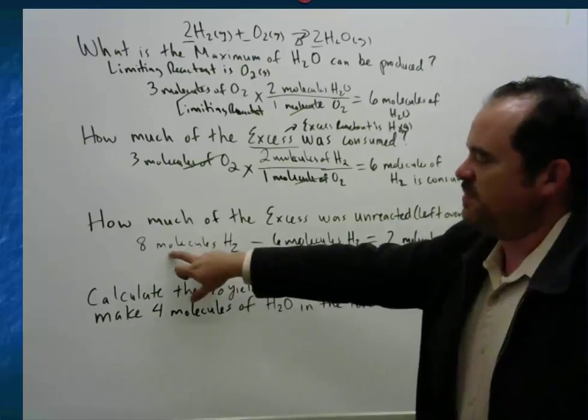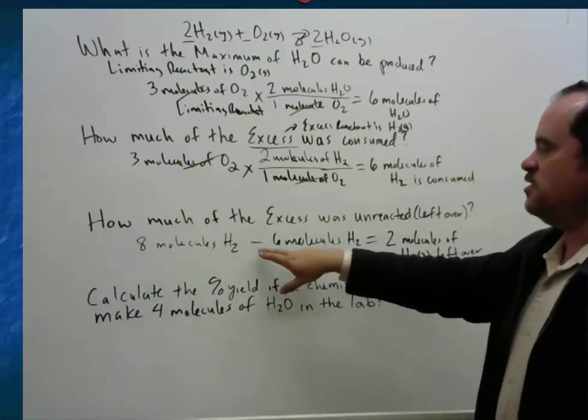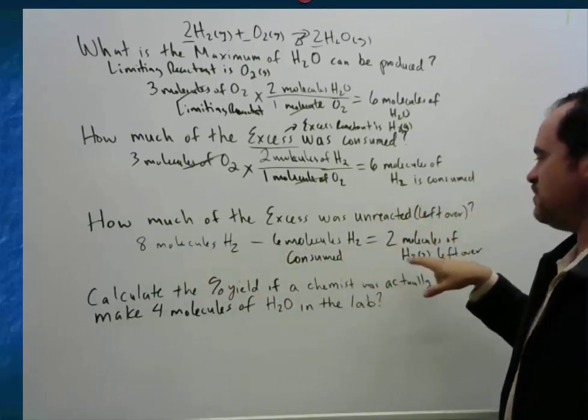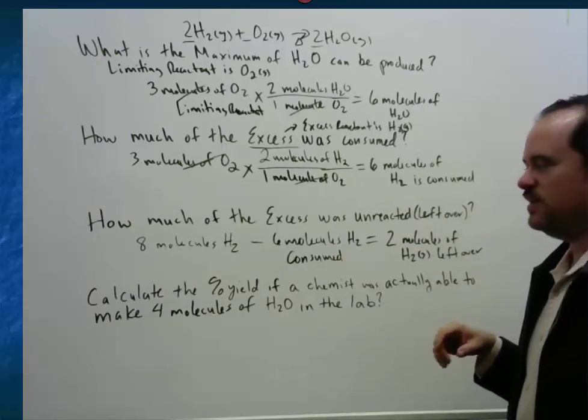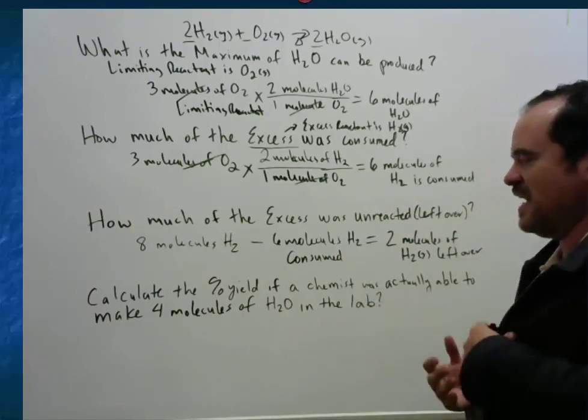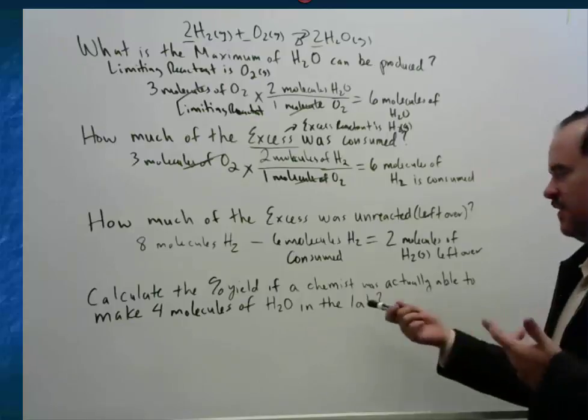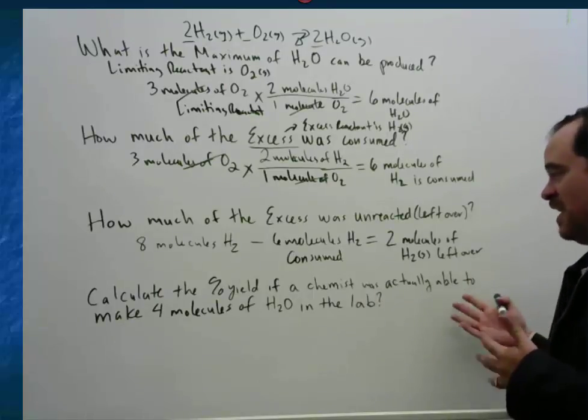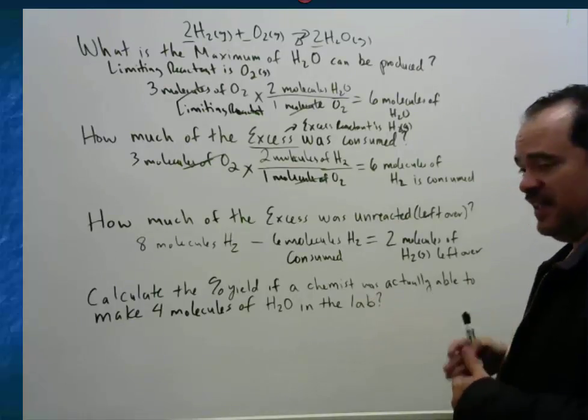So again, it just goes based on the amount you started off with from the excess. Subtract what was actually consumed from the excess. Subtract the difference. That's how much is left over. Last thing here you could be asked is this: calculate the percent yield if a chemist was able to make 4 molecules of water in the lab.